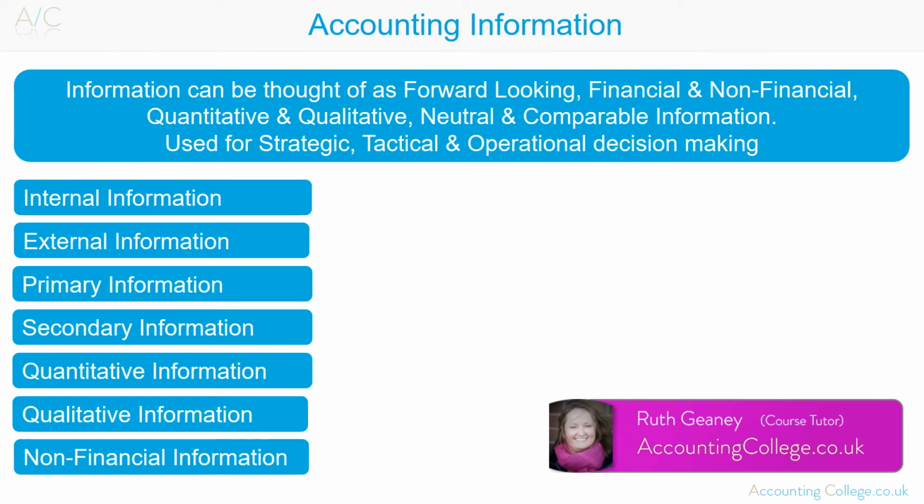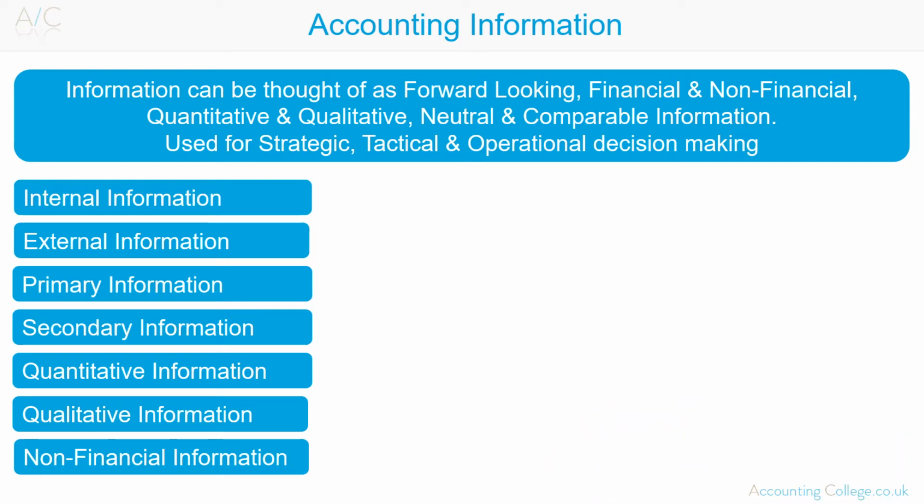Information can be thought of as forward-looking, financial and non-financial, quantitative and qualitative, neutral, meaning free from bias, and often comparable, used for strategic, tactical, and operational decision-making. It can be used for performance analysis. This can be analysis of the business as a whole, individual departments, or product lines. It can be used to value inventory, optimize the use of resources through forecasting, and prepare future business plans. And it can be used for control purposes through the likes of budgeting and variance analysis.